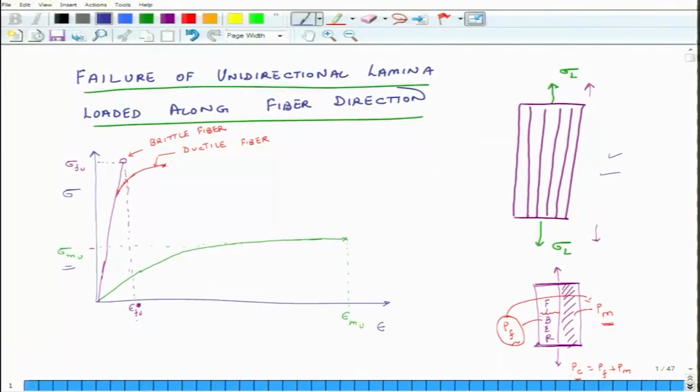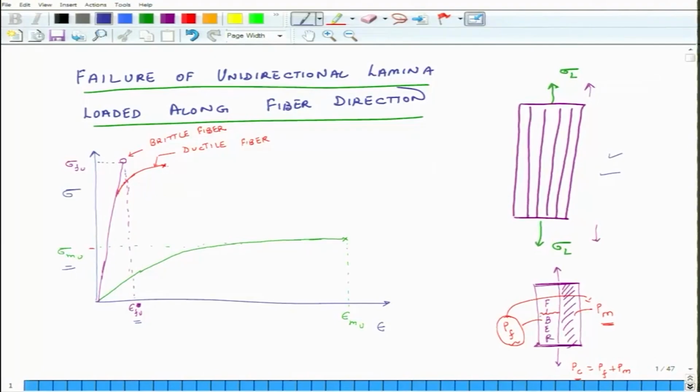And what is the strain level? That strain level is epsilon Fu. Now, this epsilon Fu could be a little higher for ductile fibers than for brittle fibers, but it is very small. They will fail at the same strain level, which is epsilon Fu. Fu means fiber strain, the ultimate breaking strain in the fibers.